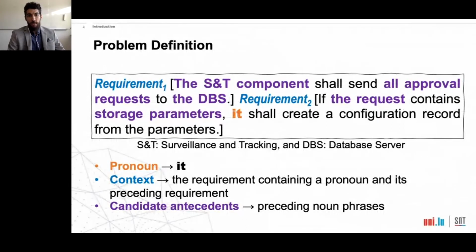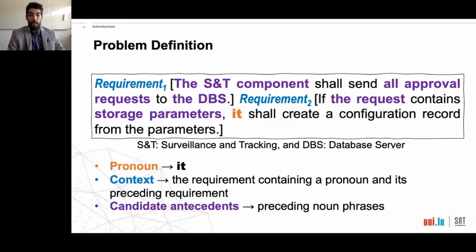For the problem definition, we defined the problem with 3 components: the pronoun, which is the problematic pronoun; the context, which is the requirement containing the pronoun, and the preceding one. Candidate antecedents are the preceding noun phrases that come before the pronoun. So we have 5 that are highlighted in this example. In our work, we handle ambiguity via 2 tasks.